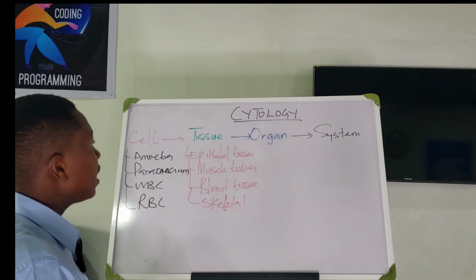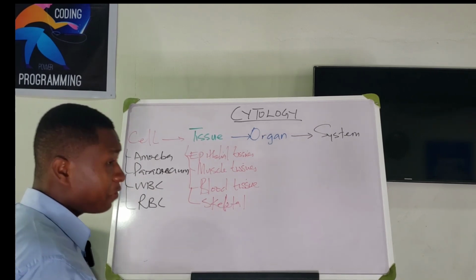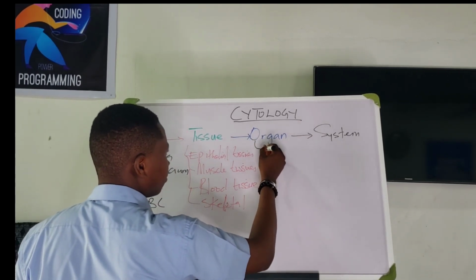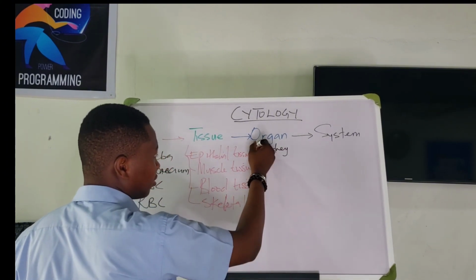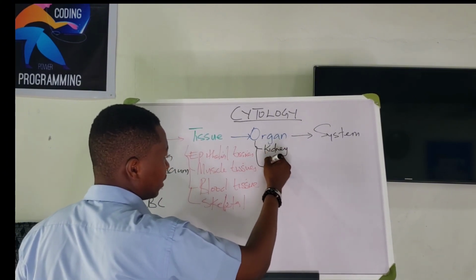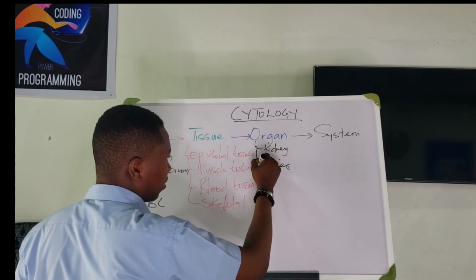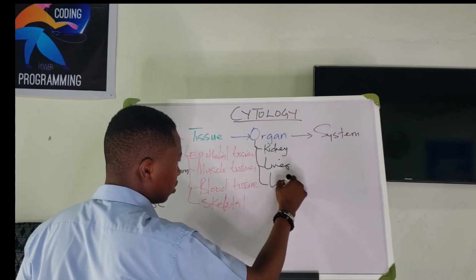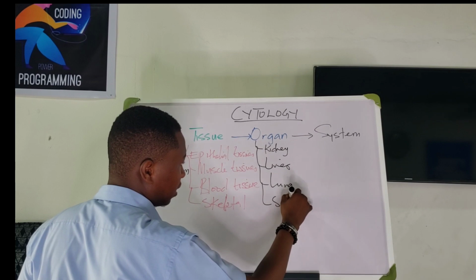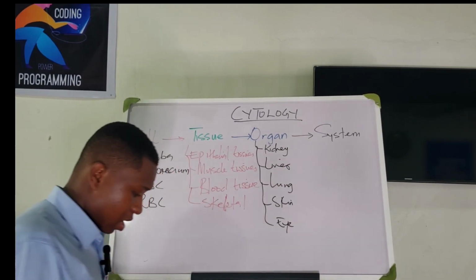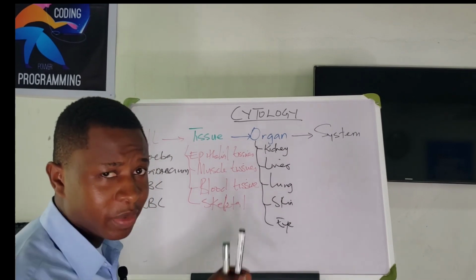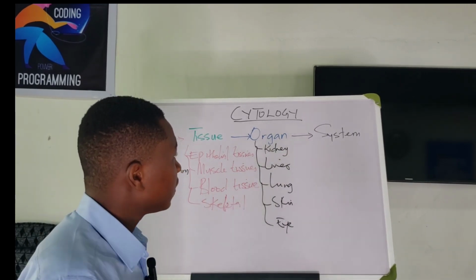Let us move over to the organ level. In the organ level, we have different kinds of organs. We have the kidney, the liver, the lungs, the skin, and the eyes. As much as possible, you can mention them. So let's move to the system unit.